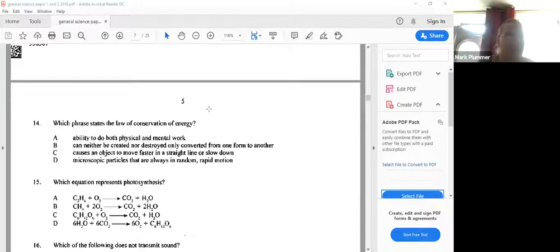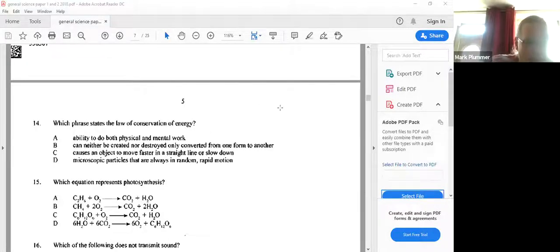Number 15. Which equation represents photosynthesis? This is the equation for how plants make their own food. The answer to that one then is C, because that's the equation we use for photosynthesis. They've put the opposite in as well, respiration, which is also in there. So don't pick that, which is D. It goes the other way, because that's the opposite.